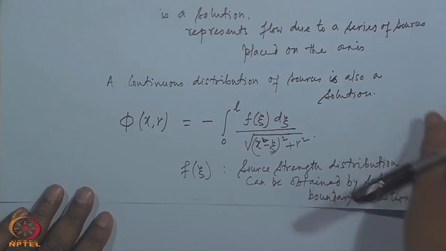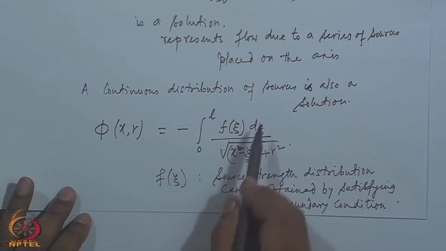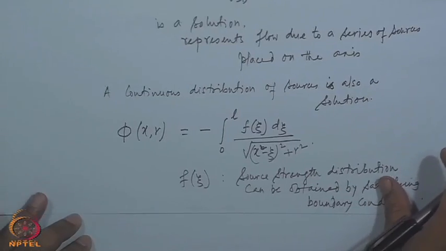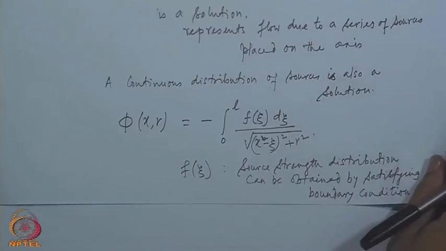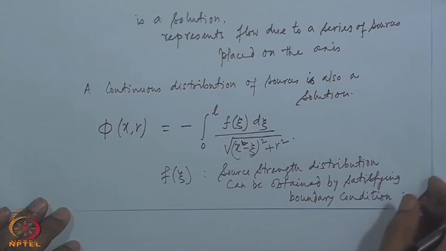The wall boundary condition, to be precise, that is flow tangency or zero normal flow boundary condition. If satisfied, that will finally give f xi. Since the body can be arbitrary and may not even be possible to express explicitly in mathematical form, in that situation this solution has to be numerical, where a finite number of sources and sinks can be used to satisfy the boundary condition at a finite number of points and to obtain the source strength at those points.